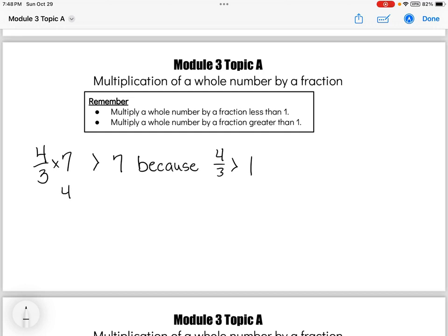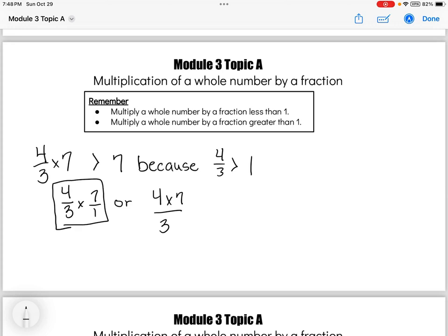So we start to think, okay, 4/3 times 7, I can write that as a fraction over 1. Or it could be written as 4 times 7 over 3. The reason I try to tell students to do it this way is because sometimes they'll try to multiply the 7 by both the numerator and the denominator, and they'll easily get confused. So most of the time I tell them, put that 7, that whole number, over 1, and then multiply just going straight across. So in this case, you have 28/3.